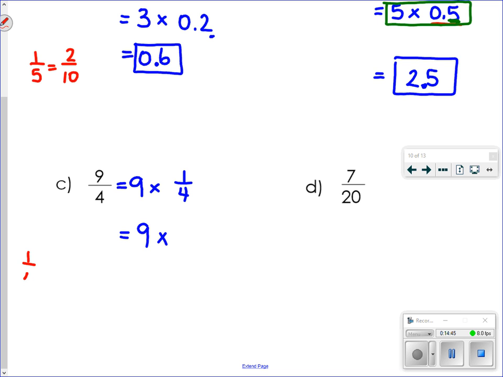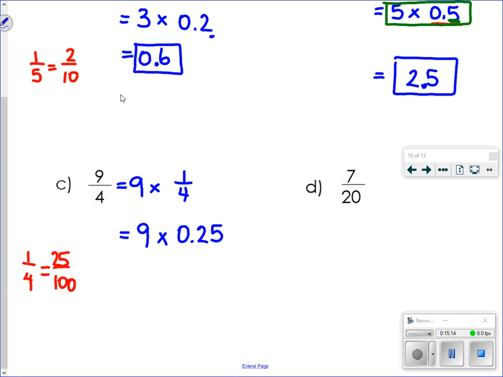So 1/4, can I write that as a tenth? No, because there's nothing I can multiply 4 by to get 10. Can I write it as 100? Because I have a hundredths position as well. Yes, I can. 4 times 25 on the bottom, so 1 times 25 on the top. 25 hundredths. How do I write that as a decimal? 0.25.